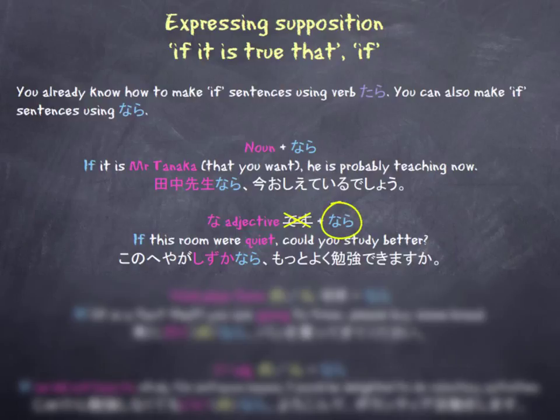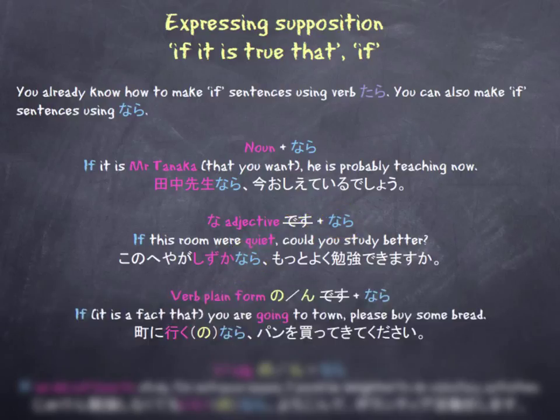If we've got a na adjective, we simply chop off the da and attach nara. For example, if this room were quiet, could you study better? この部屋が静かならもっとよく勉強できますか? In this case, we have our na adjective, shizuka, and we've simply attached nara to that. Shizuka nara, if it were quiet. So that's the condition that needs to be met. If the room was quiet, then you could study better.